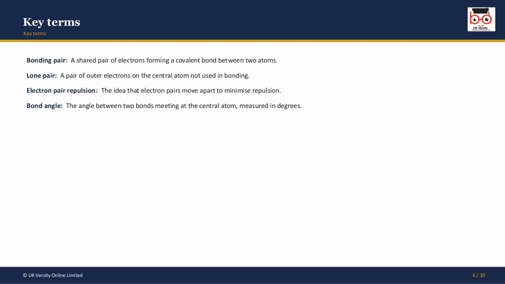Some quick definitions. A bonding pair is a shared pair of electrons, forming a covalent bond between two atoms. A lone pair is a pair of outer electrons on the central atom that isn't used in bonding. Electron-pair repulsion is the idea that electron pairs move apart to minimize repulsion. And a bond angle is the angle between two bonds meeting at the central atom, measured in degrees.